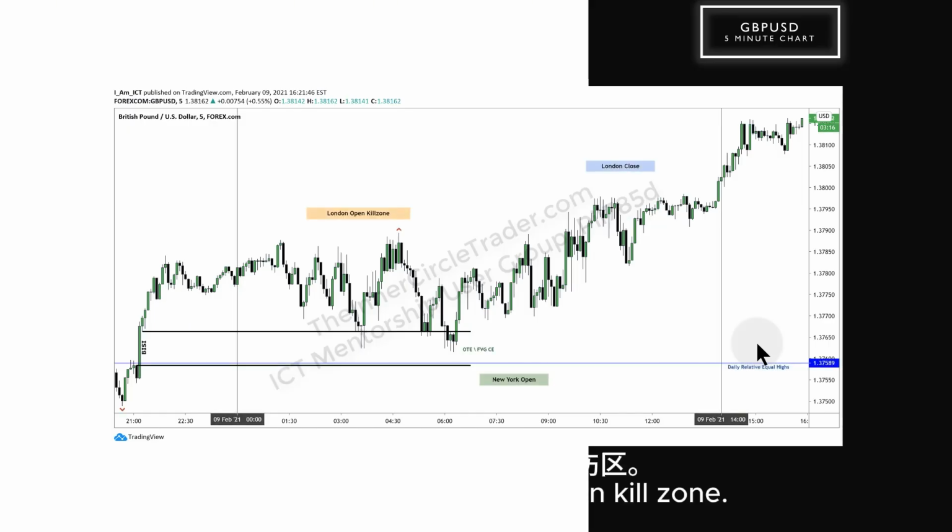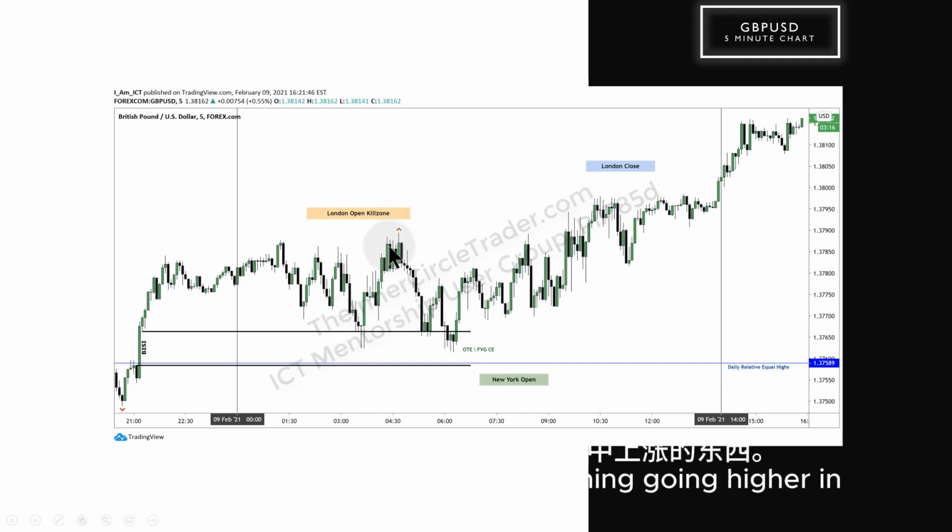All right, so here is the long and open kill zone. Again, we're primarily bullish because we are weaker dollar based in terms of the symmetry between the market pairs. Lower dollar, higher euro, higher cable. So we're not interested in anything that goes up. We don't want to see or chase anything going higher in London session. We are more interested in seeing a decline.